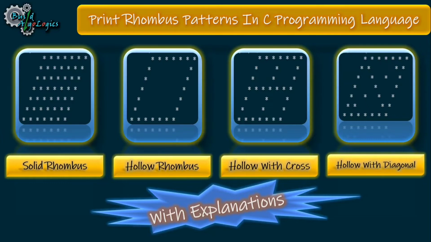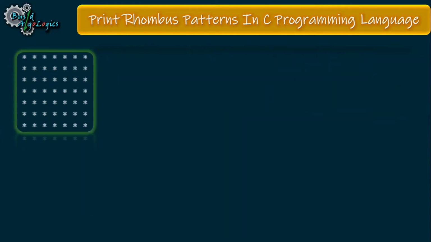Alright, so before writing our program to print rhombus patterns, I highly recommend you watch the previous tutorial in which I have shown you how to draw different types of square patterns, as the rhombus pattern is the next step of the square pattern. You can find the link of that video in the top right corner, or I have also included the link of that video in the description of this video. Alright, so I assume that you have already finished that tutorial.